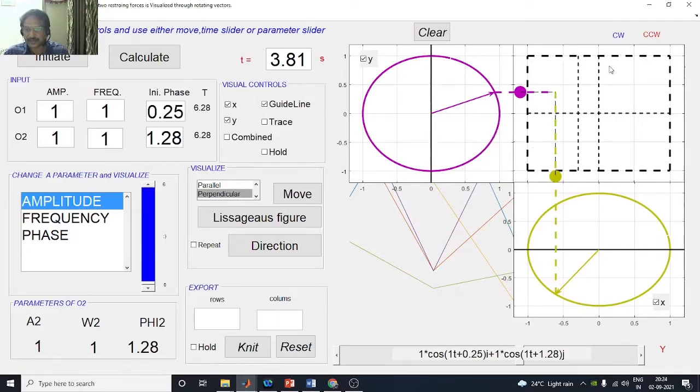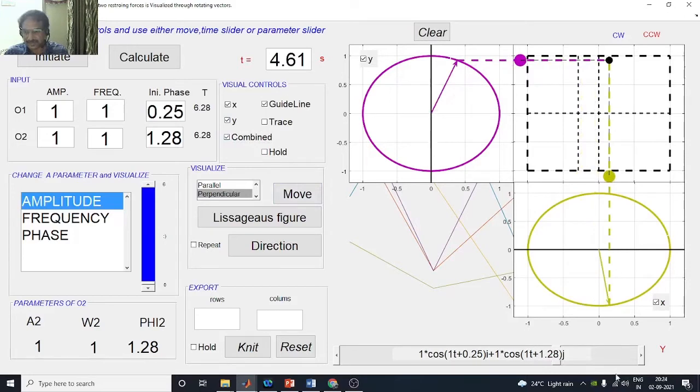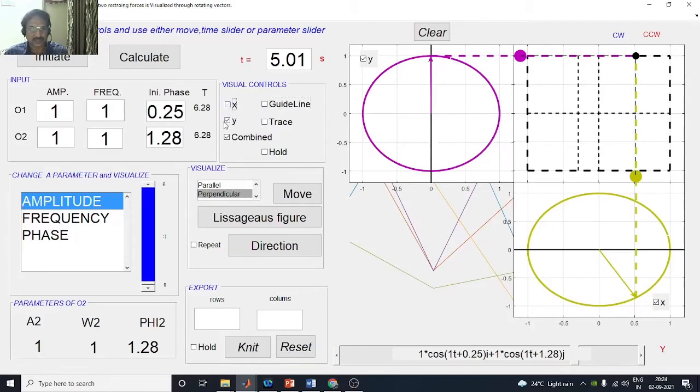The combined motion is shown in this graph, whose origin is here. This is the x-axis and this is y-axis. So as a function of time it goes like this. Let me put a marker also. So this black dot is the combined motion because of these two motions. So this is the combined motion. So now let us see different cases.